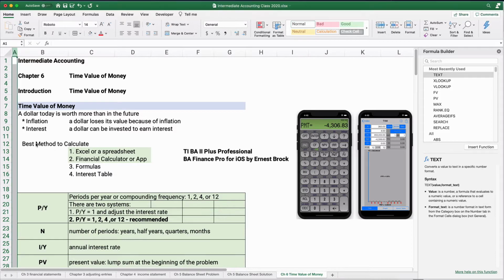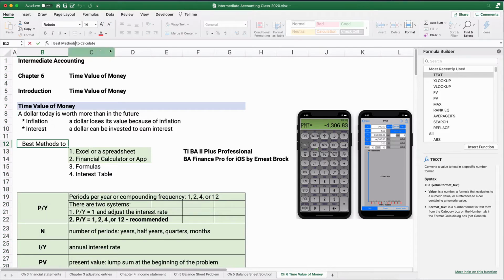Now, the best methods to calculate time value of money. The spreadsheet or Excel is kind of the standard. That's the number one way. So one of the things you want to get familiar with is using a spreadsheet or using Excel, and I'm going to show you how to do Excel. The other way is a handheld calculator, a financial calculator, or now an app on a mobile device.